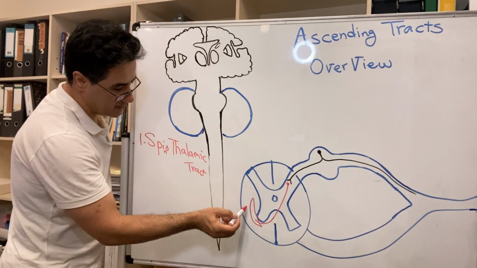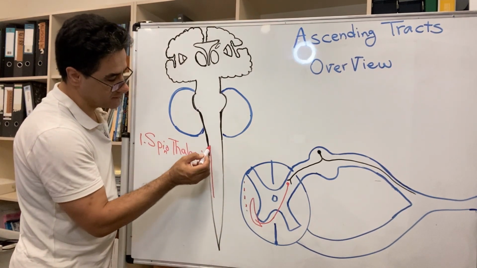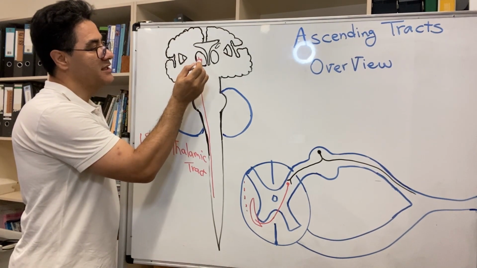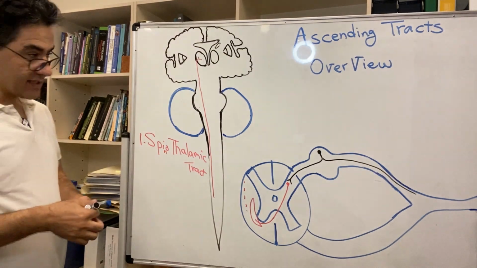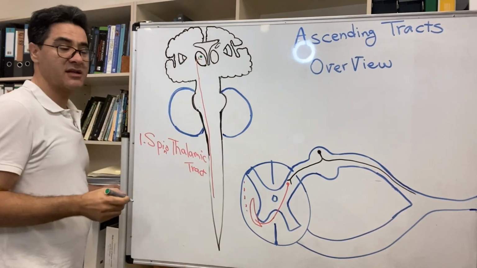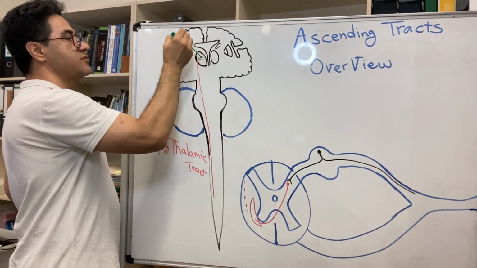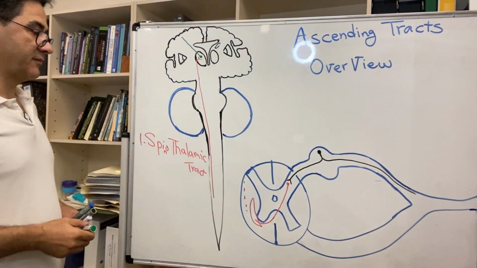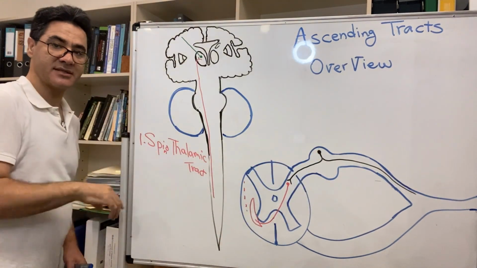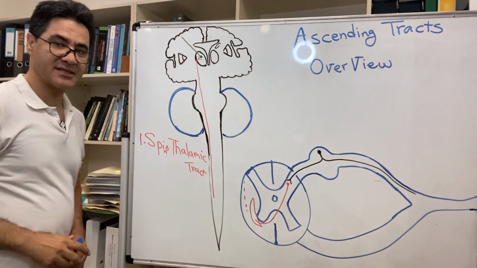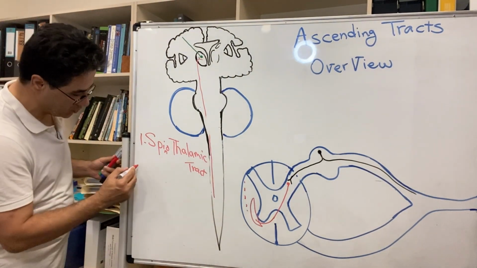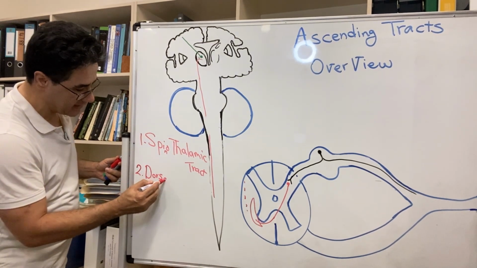And then it runs all the way up through the spinal cord and passes through the brainstem to get into the thalamus. In the thalamus, it synapses onto the second order neuron. Sorry, the third order neuron. The cell body of the third order neuron is within the thalamus. And the axon exits the thalamus to get into the somatosensory cortex of the brain. So you can see the pathway of this tract, how it's carrying this sensory information from the skin to the somatosensory cortex. So the second ascending tract is known as the dorsal column tract.